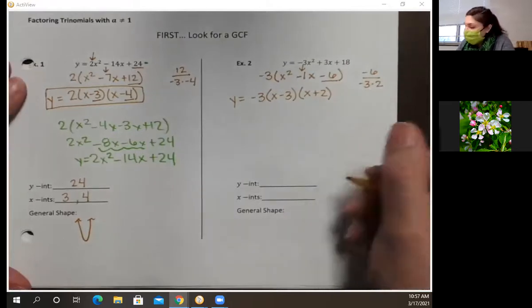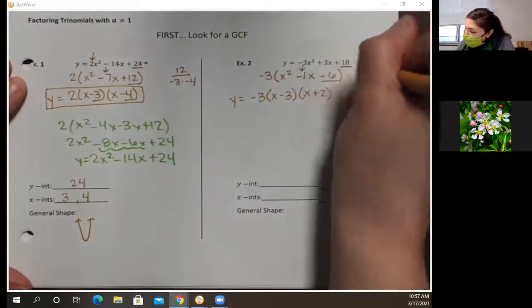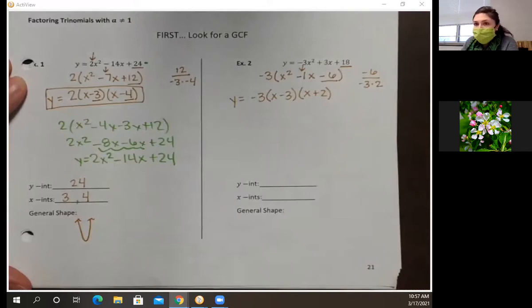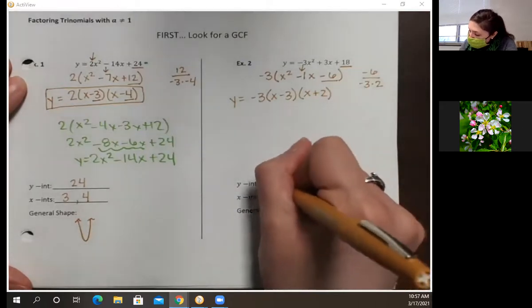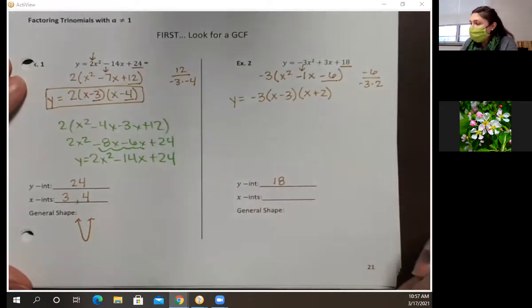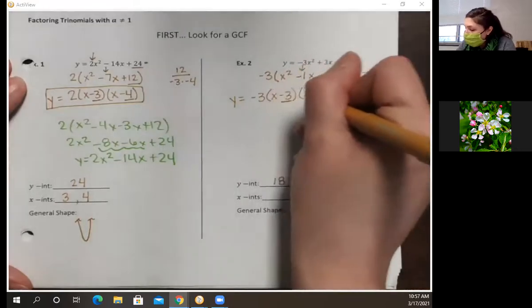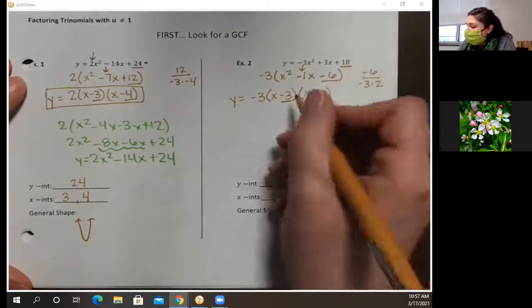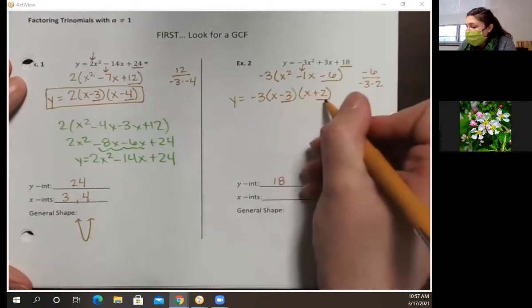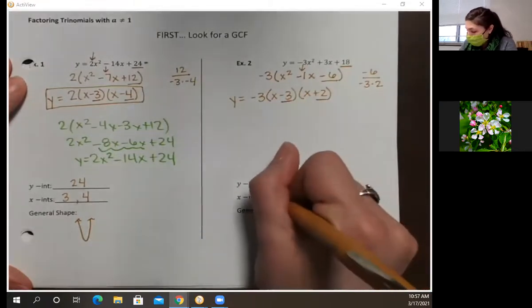Our y-intercept comes from standard form. It's that c value, that constant term at the end of our function. So our y-intercept for this parabola would be 18. Our x-intercepts, remember, come from intercept or factored form. So our x-intercepts would be +3 and -2.